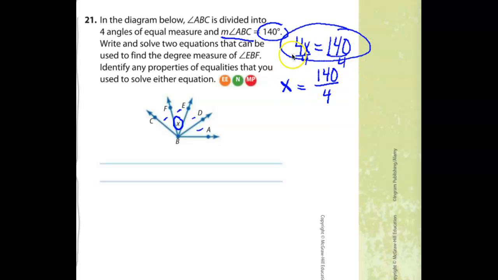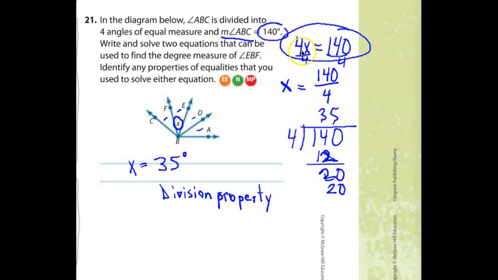Do I have to use a property to even solve for this? X is already by itself. There's no property needed. So all we have to do to solve this is to just simply do the computation. So let's take the number 140 and go ahead and divide that by 4. And what is that going to be? Please answer that for me. Okay, so taking this multiplication equation, we divide both sides by 4. 140 divided by 4 is 35 degrees. So x is equal to 35 degrees, and we use the division property to solve that.